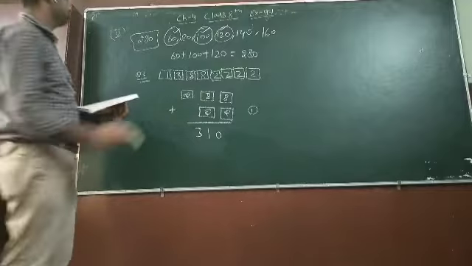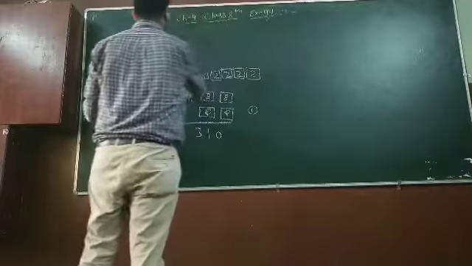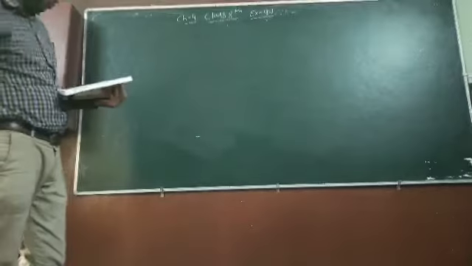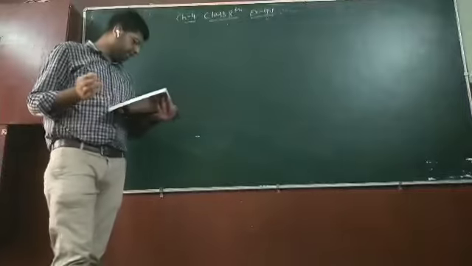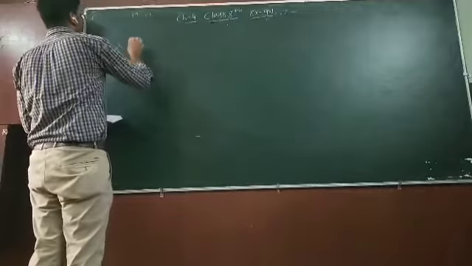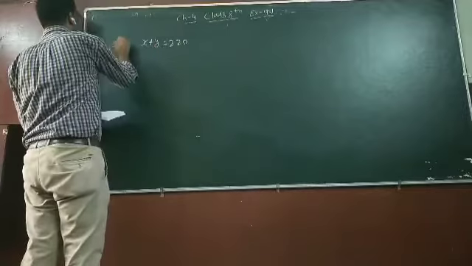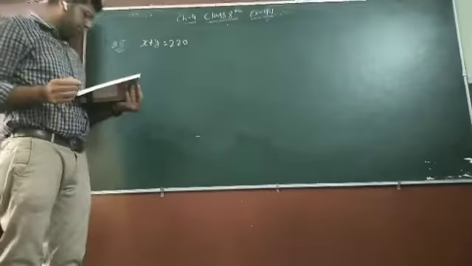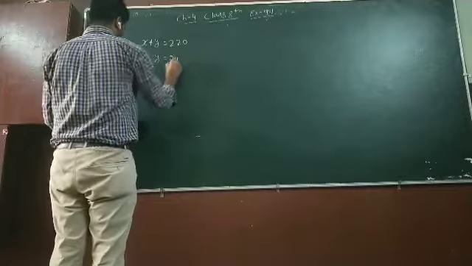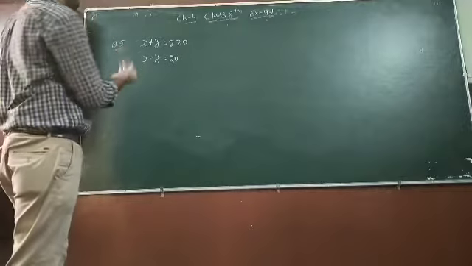Next is fifth question. Question number 5. Question is, x and y are two positive numbers. x plus y is 220. This is question number 5. And the difference between x and y is 20, means x minus y is only 20. Then fill the correct answers, means they said what is the value of x and y.